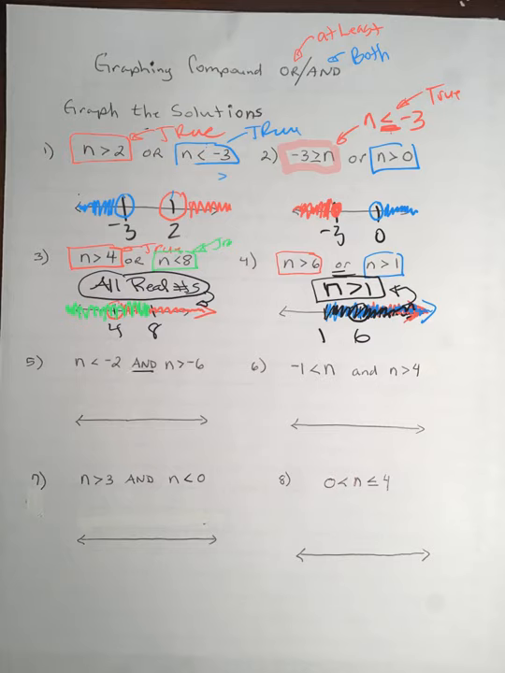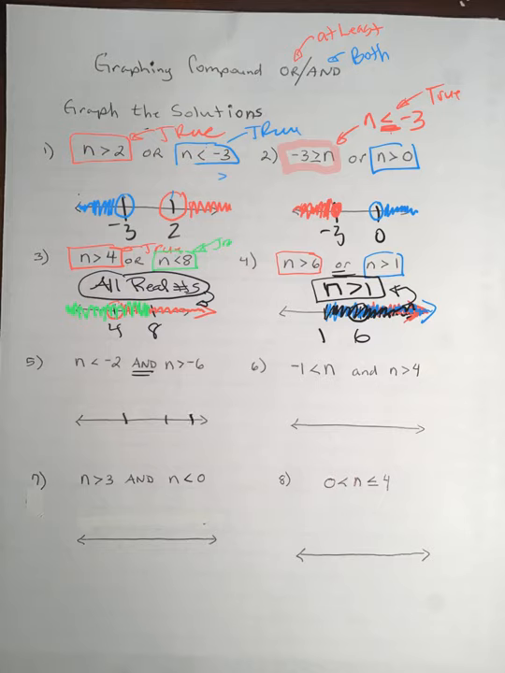Okay, now let's look at ands. So an and, remember, it has to work for both. So let's go back to that technique of breaking it up into intervals. Now remember, negative 2 and negative 6 is not appropriate. That's not how a number line works. So you got to make sure that you're putting your numbers correctly.